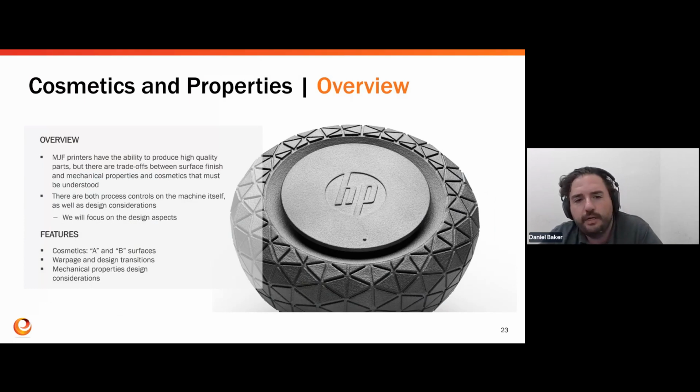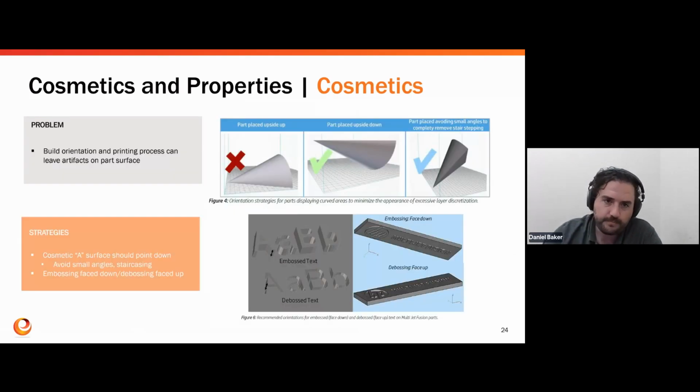The last topics we'll cover here are cosmetics. On the printing process itself, there are some considerations on where your part is located within a build, and that correlates to how the surface finish, or the A or B surface, will look. You also need to consider warpage and the mechanical properties of your part as well. So first, we'll look at cosmetics.